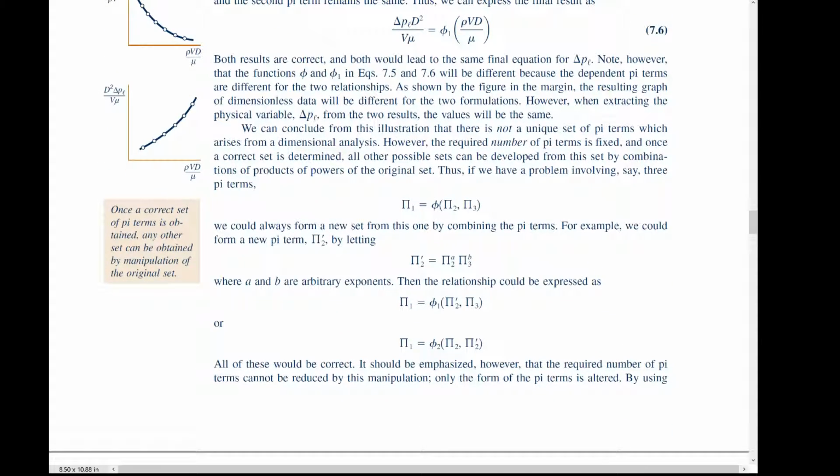We can conclude from this illustration that there is not a unique set of pi terms which arises from dimensional analysis. However, the required number of pi terms is fixed, and once a correct set is determined, all other possible sets can be developed from this set by combinations of products of powers of the original set. Thus, if we have a problem involving, say, 3 pi terms, pi 1 equals phi of pi 2 and pi 3, we could always form a new set from this one by combining the pi terms.